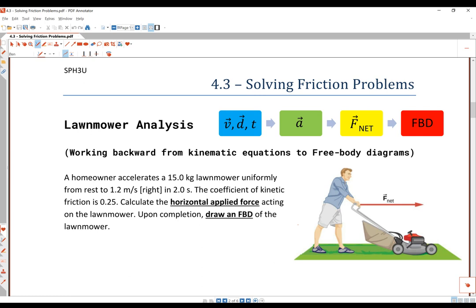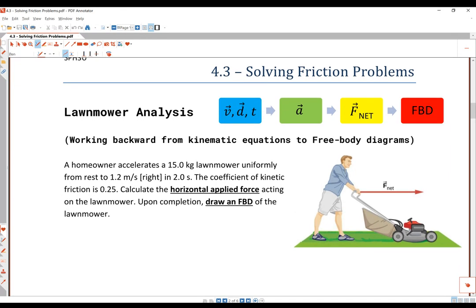Hey, grade 11s. So we are looking at the second question, which is a lawnmower analysis. Looking at the question, we have a homeowner accelerating a 15 kilogram lawnmower uniformly from rest to 1.2 meters per second right in 2 seconds. We also know that the coefficient of kinetic friction is 0.25, so that means that the lawnmower is in motion.